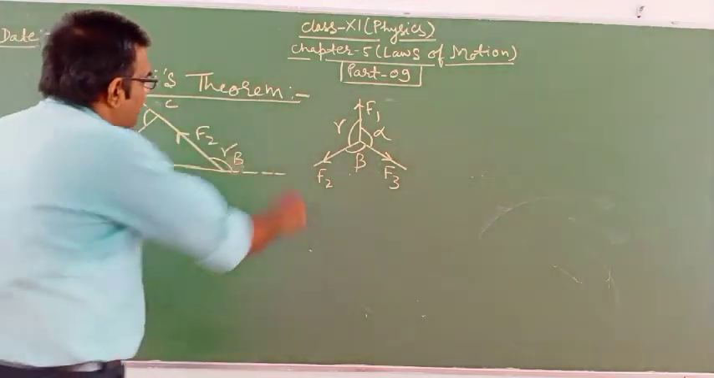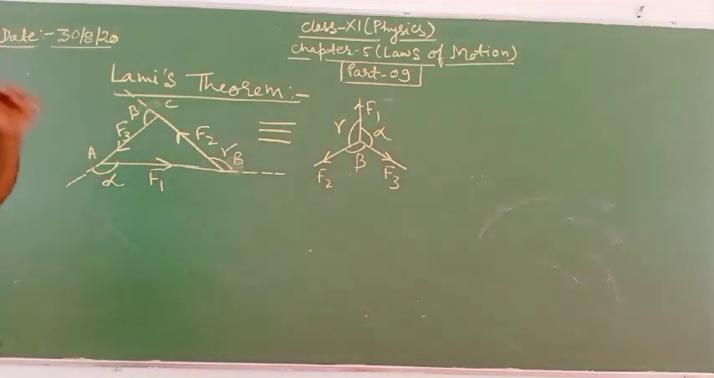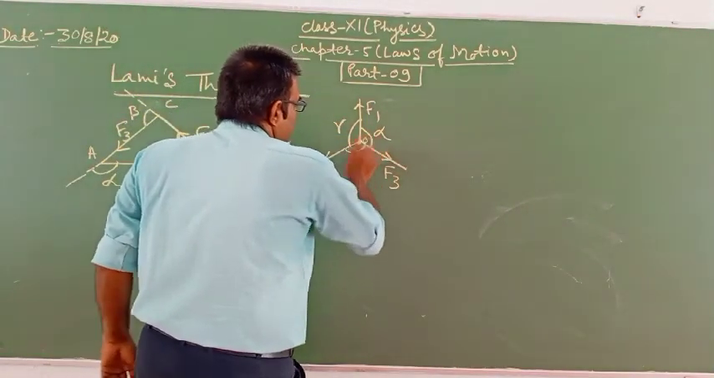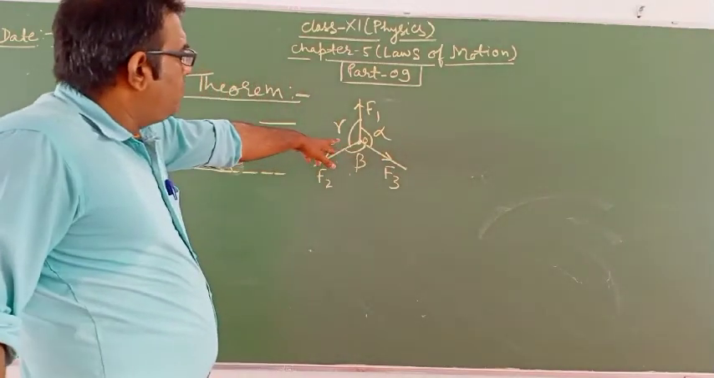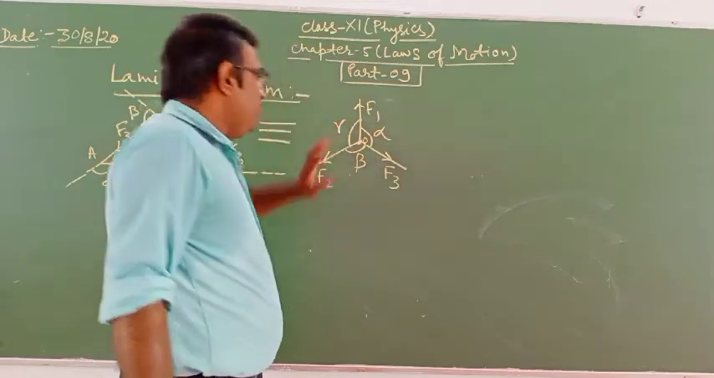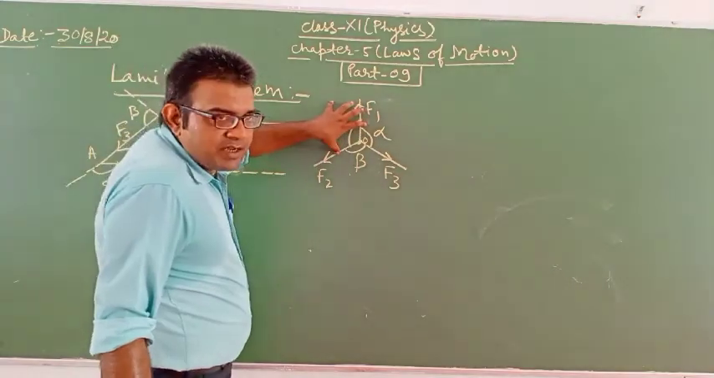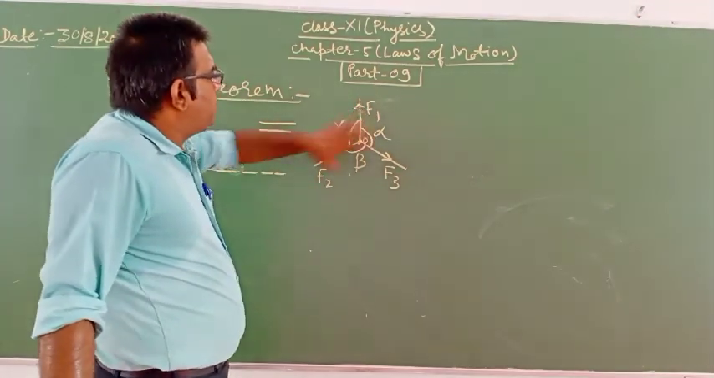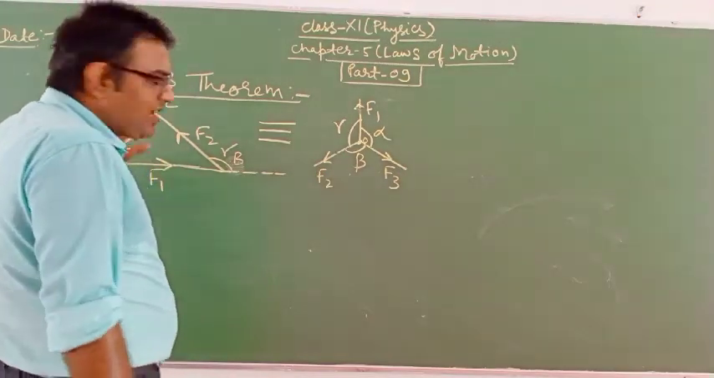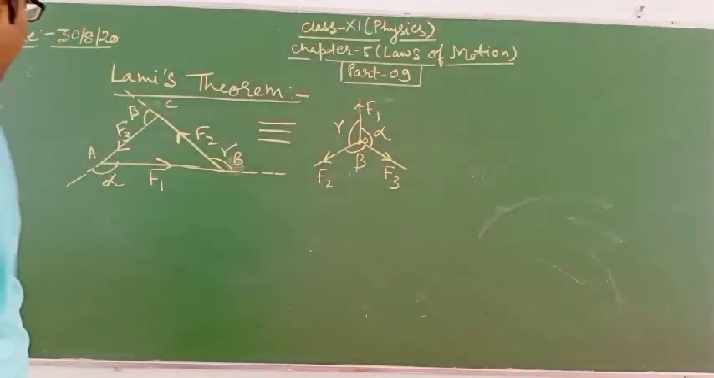Look here, we have drawn this diagram equivalent to this diagram. Again, suppose this is point O, and this point O is in equilibrium under the forces F1, F2 and F3. Then it can be represented by a closed triangle in which all the vector forces are represented by the sides of the triangle.